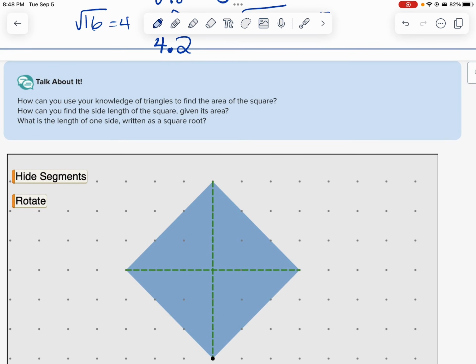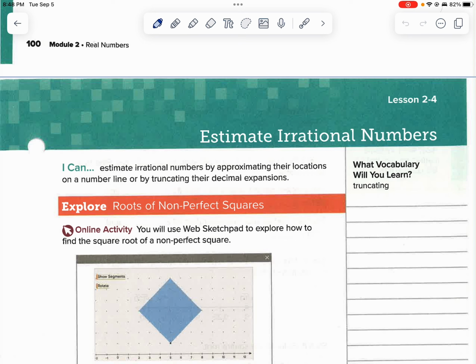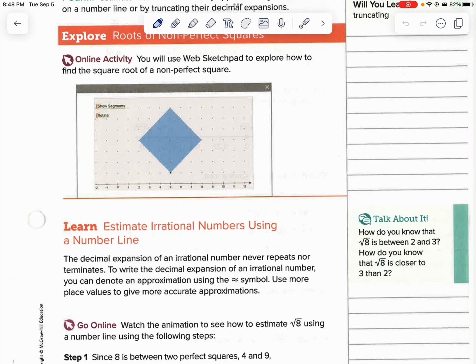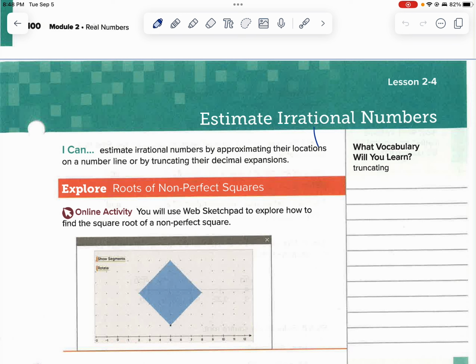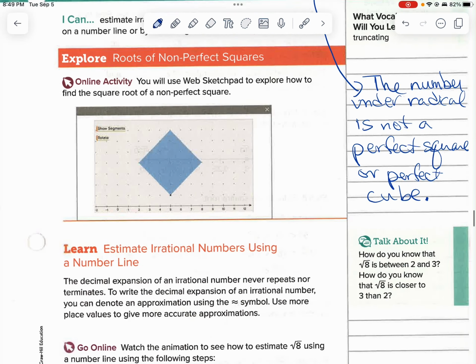Okay, look at this. How can you use your knowledge of triangles to find the area of the square? I just did that. Okay, so we're going to go over to our lesson that's in the book. And we're here, estimate the irrational numbers. Remember, irrational numbers: the number under the radical is not a perfect square, or perfect cube. There are other ones, but these are the ones that we're going to be using today.